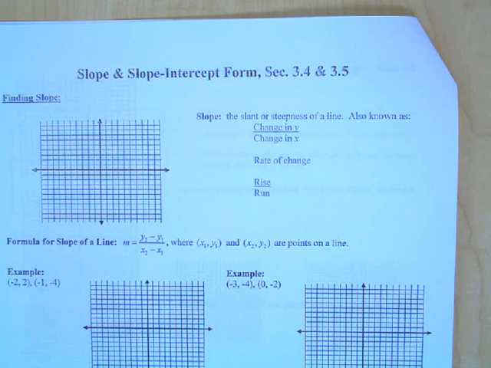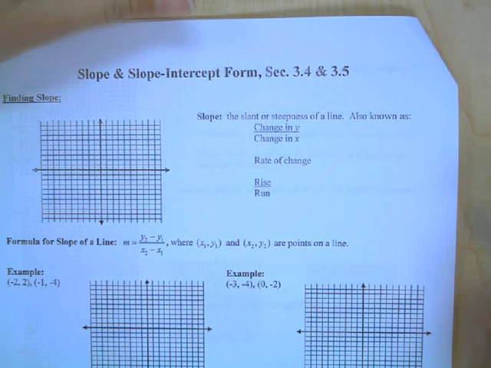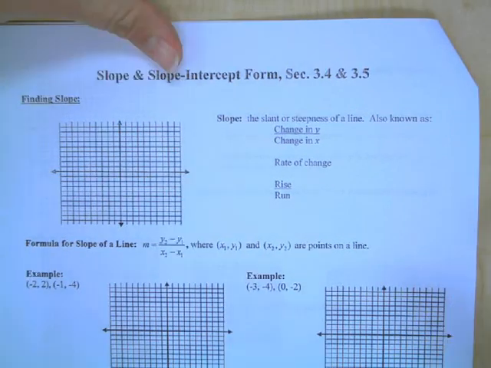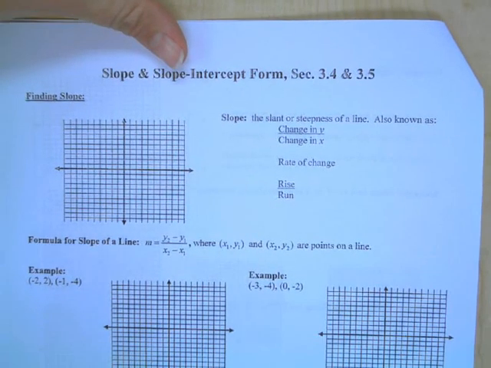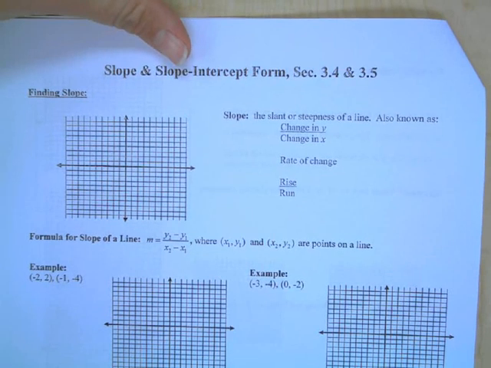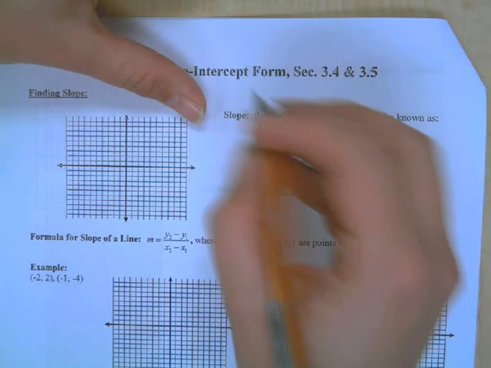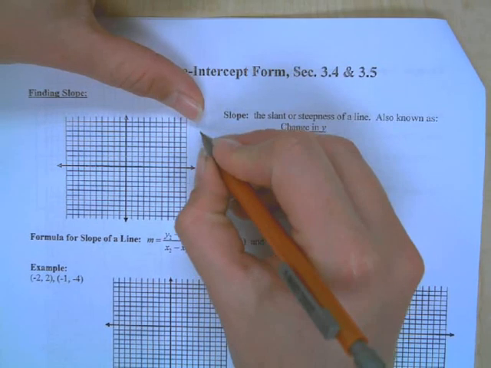Okay, so this lesson is about slope and slope-intercept form. We're not really going into the slope-intercept form yet. We're just going to look at the slope first. Okay, so when you're finding slope, if they give you, say, coordinate points, let's say they give me (3, 4) and (5, 7) to work with.